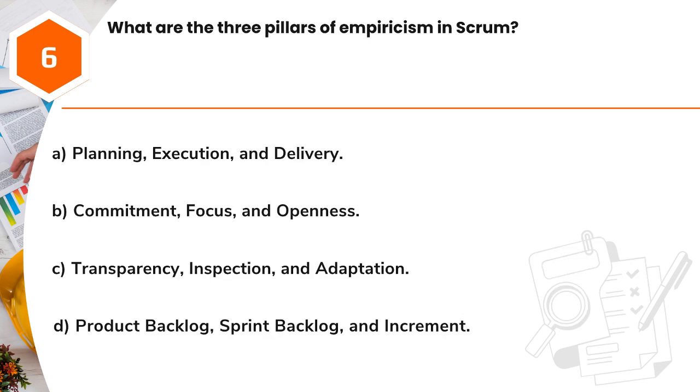Question 6. What are the 3 pillars of empiricism in Scrum? A. Planning, execution, and delivery. B. Commitment, focus, and openness. C. Transparency, inspection, and adaptation. D. Product backlog, sprint backlog, and increment.